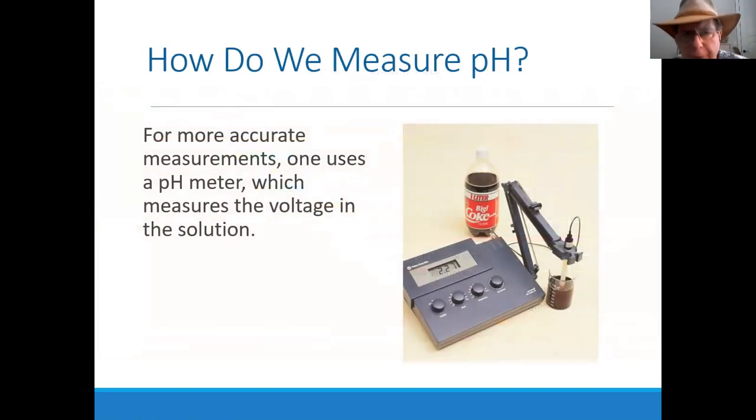We also can use something called a pH meter. Basically, all a pH meter does is it measures the voltage that a solution has. The more ions, i.e. the more H3O, the more voltage it's going to have, and it's going to change that voltage into an LED readout.